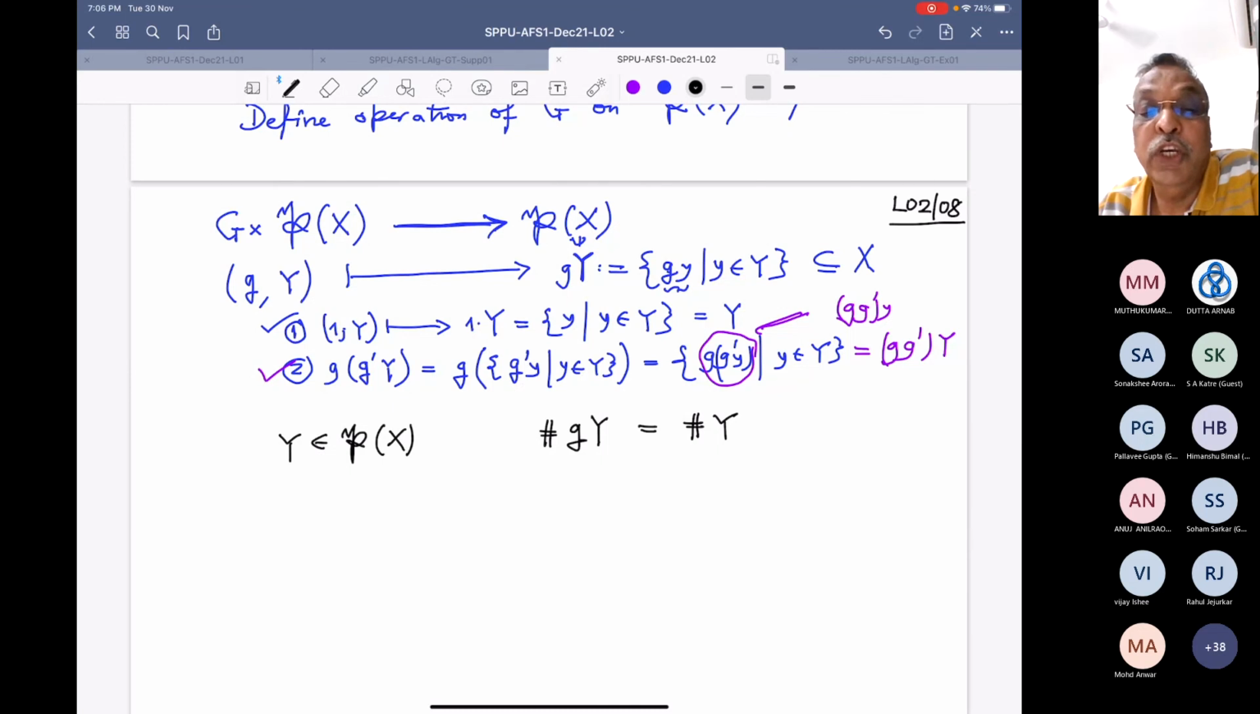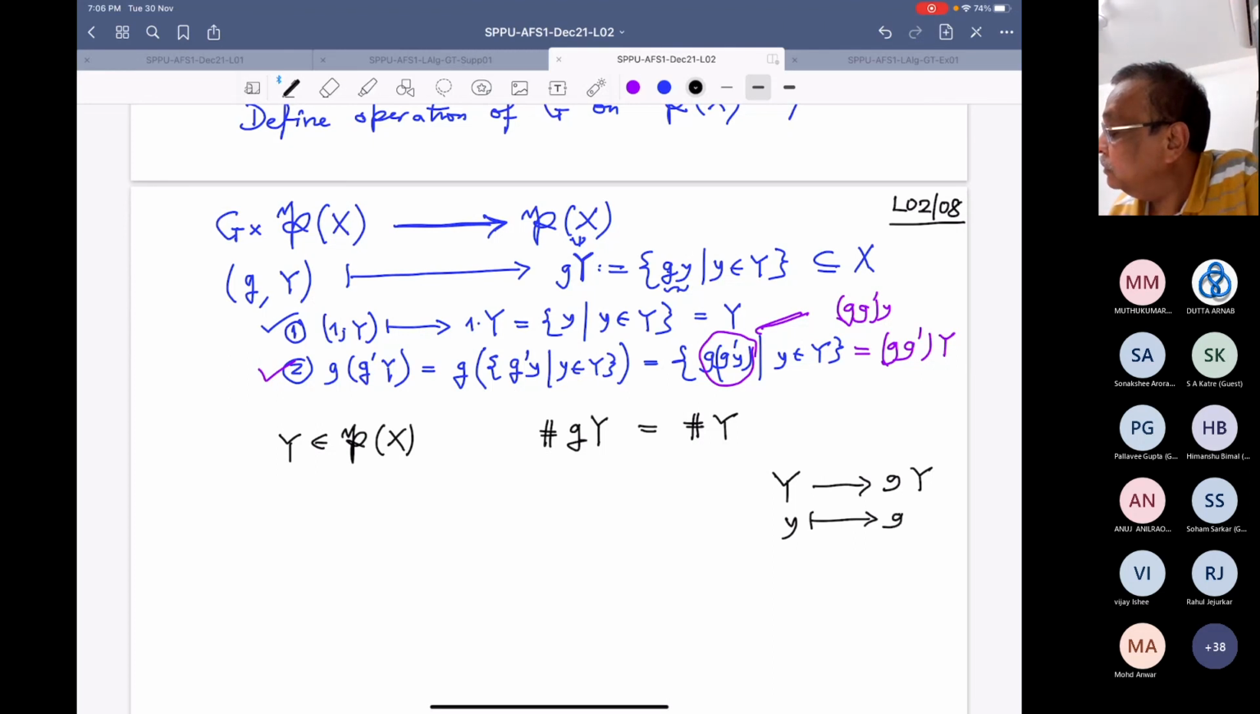Sonakshi, just set up a bijection between these two. Why is this bijective? Which map is bijective? We want to show that the cardinalities are equal. Say from the left side, between Y and GY, what is the map? Yes, small y maps to GY. And the inverse map is Z maps to G inverse Z. Very good.